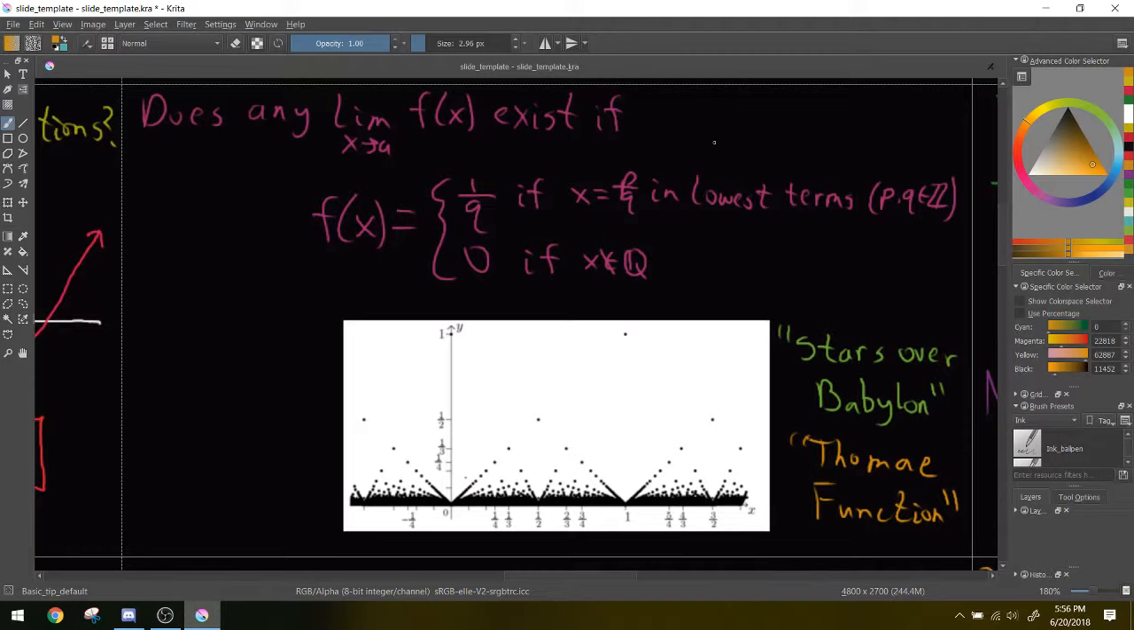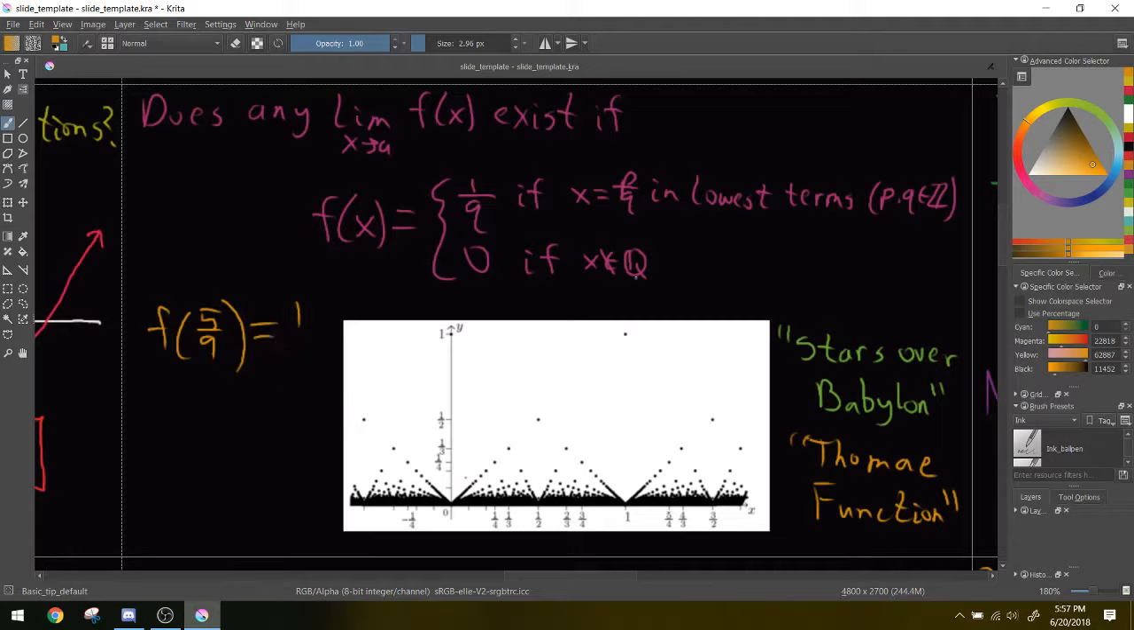Okay, so let me ask you, if I input 5/9, what does stars over Babylon output? F of 5/9. I believe it would output 9/5. That is a total guess. Wait. Let's be careful. So this is p over q in lowest terms, right? So p is 5, q is 9, and the output is 1 over q. Oh. Okay, so 1/9. 1/9, good. So f of 5/9 is 1/9. Good. Okay. So it's always just 1 over the denominator.